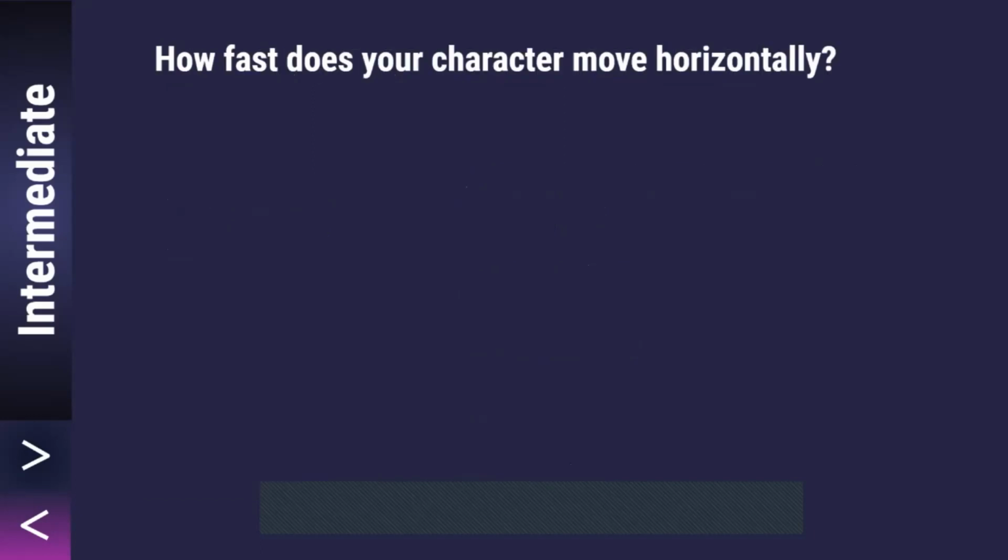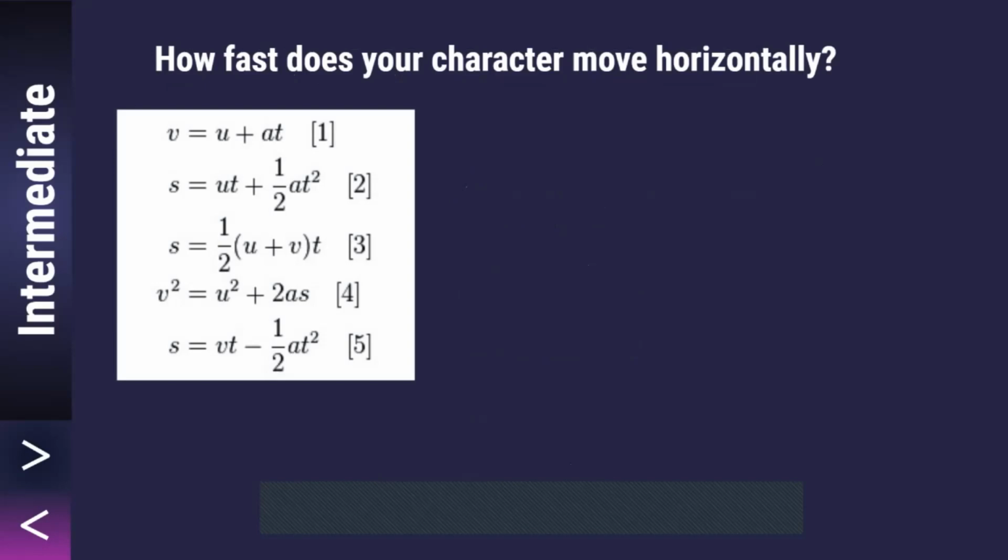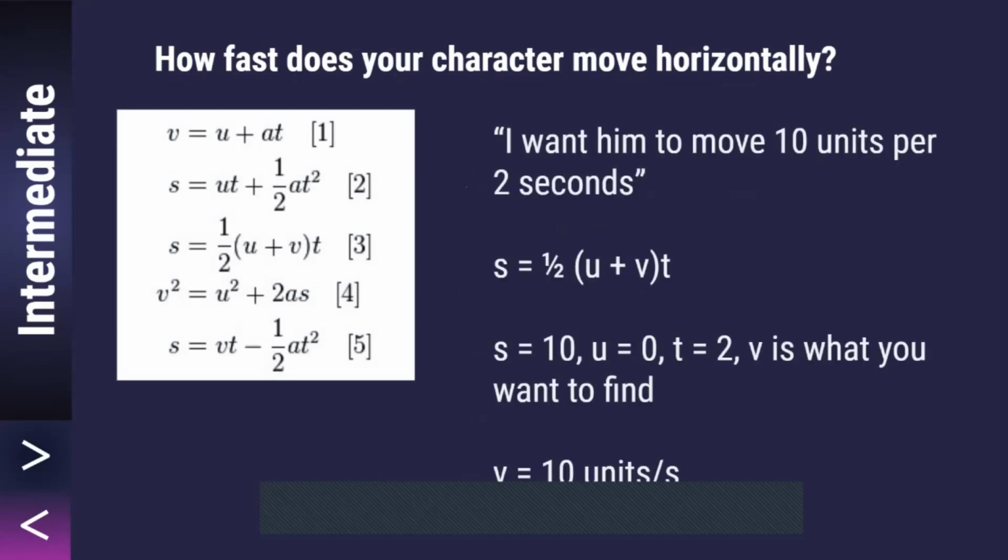So knowing these 5 equations, which are on the screen now, how fast does your character move horizontally? Let's say I was a designer and I say, I want you to move 10 units per 2 seconds. So you search the list and you find this equation, S equals half (U plus V) T. If you substitute S equals 10, U equals 0 and T equals 2, you can find what the final velocity of your character will be.